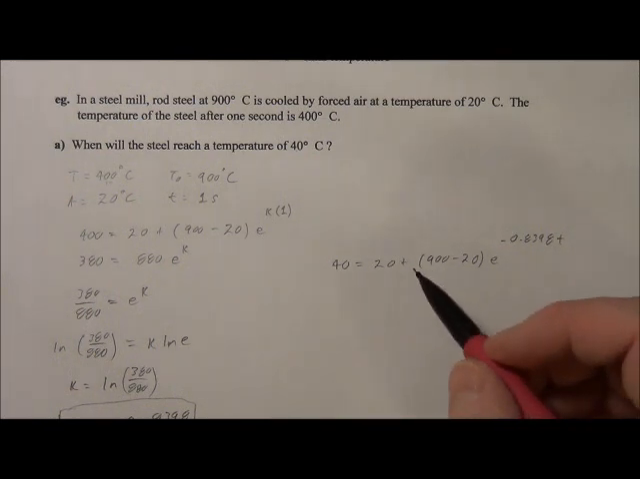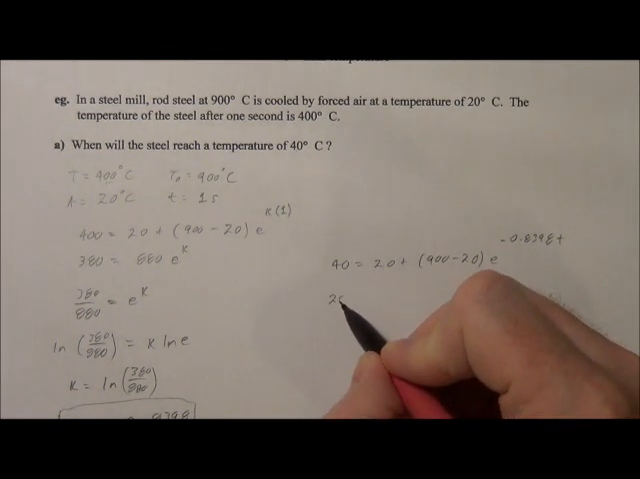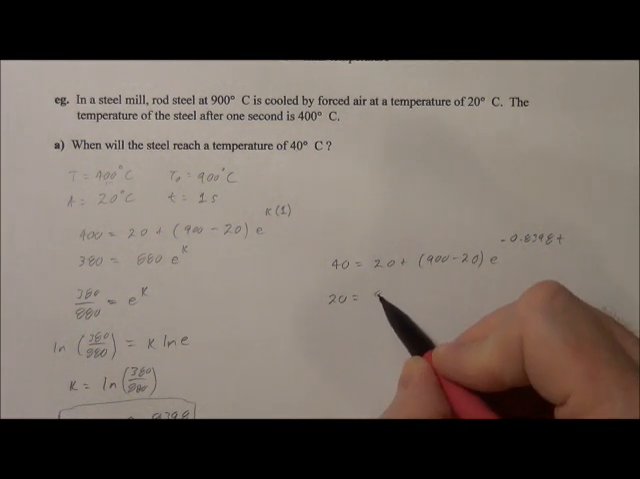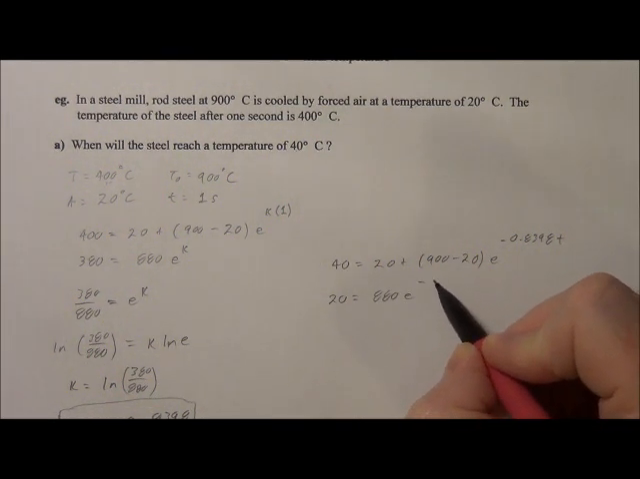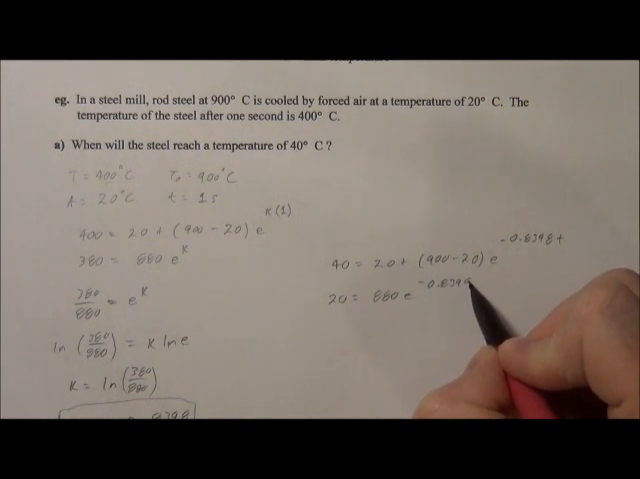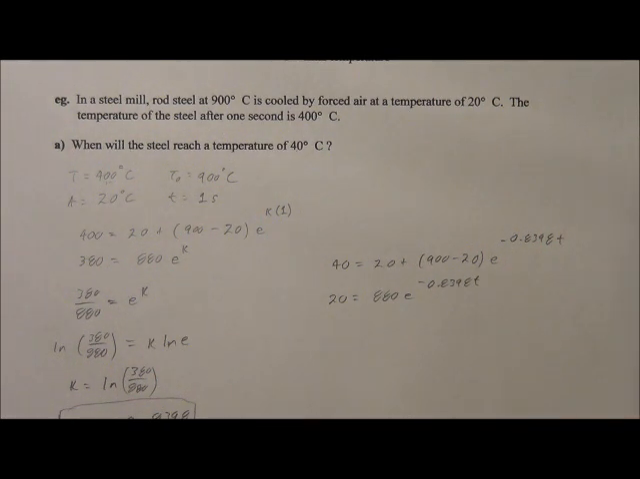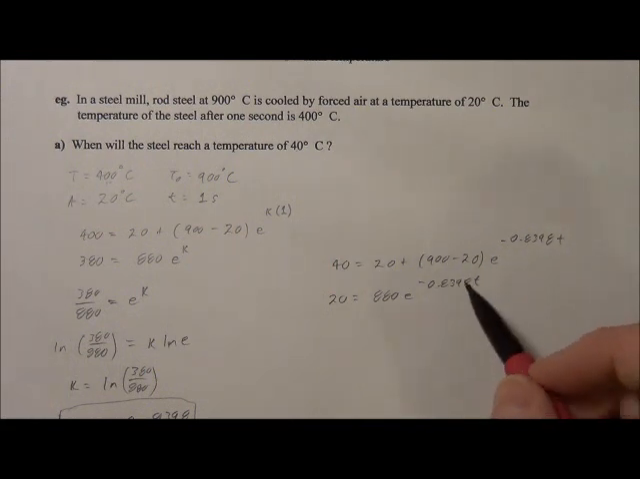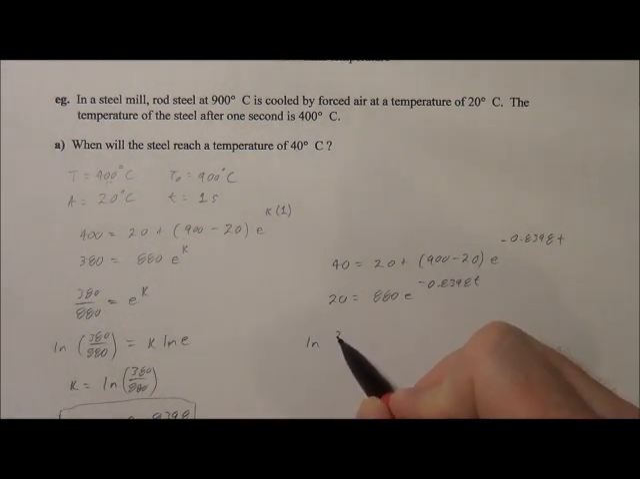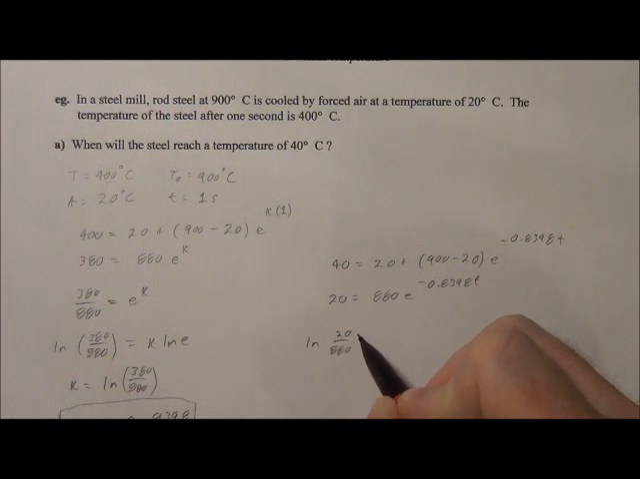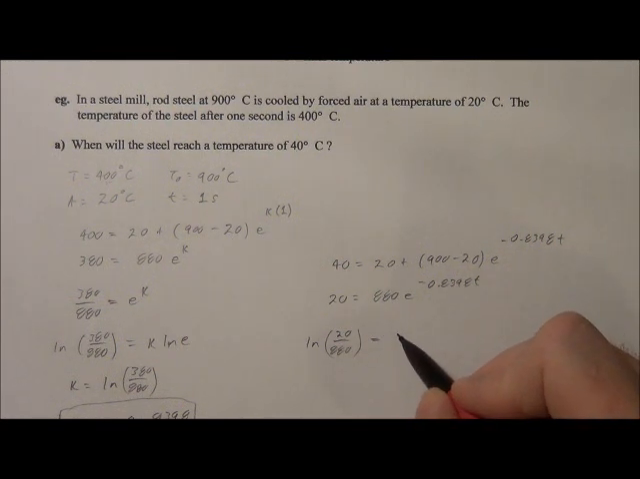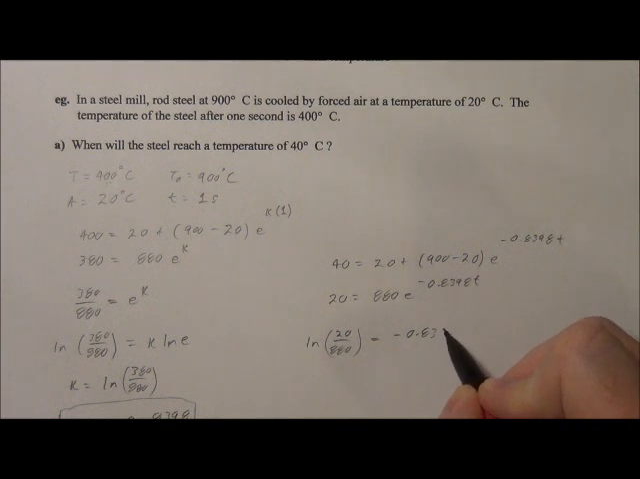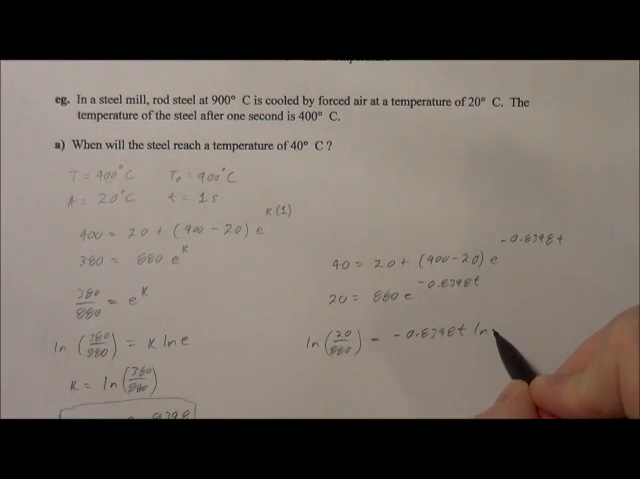And we'll just do a little bit of rearranging again, subtract 20 from both sides, so we get 20 equals 880 e to the negative 0.8398 T. Then I suspect we could probably divide both sides by 880. And while we're at it, let's take the ln of both sides, bring down the power. So we do ln of 20 over 880 equals negative 0.8398 T ln e. Ln e will just disappear.